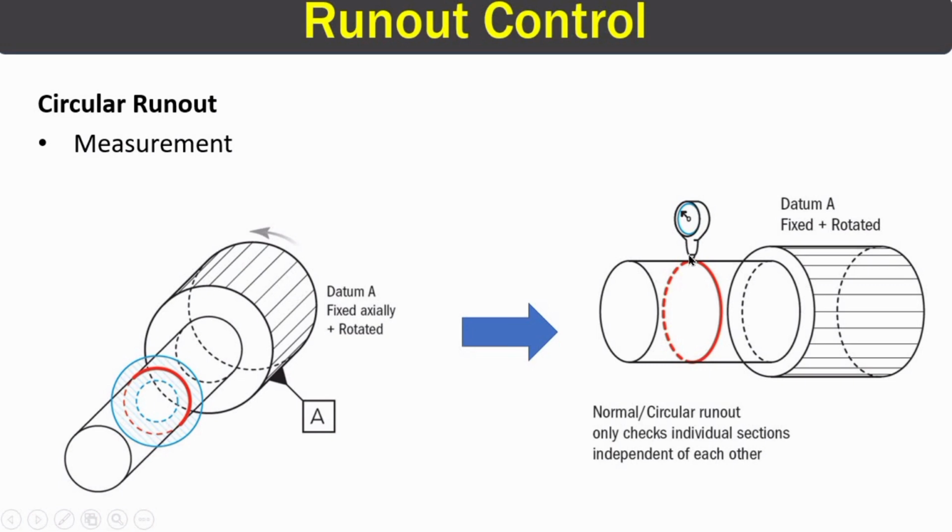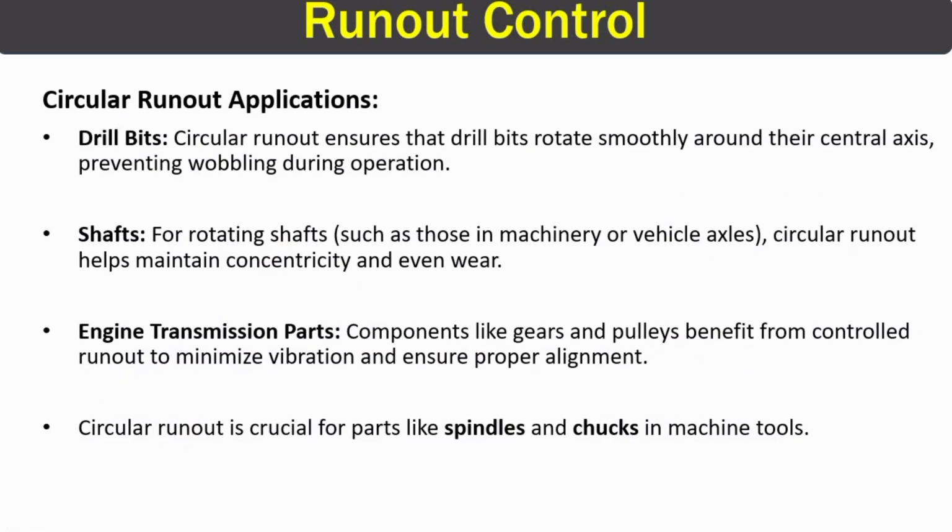And here are some applications of circular runout. Circular runout ensures that circular parts like drill bits, shafts, engine and transmission parts, spindles and chucks rotate smoothly around a central axis. And the main purpose is preventing these components from wobbling during operation.